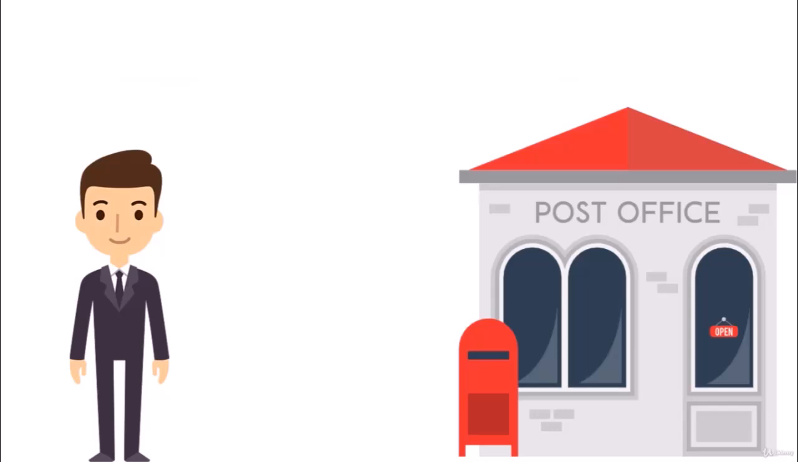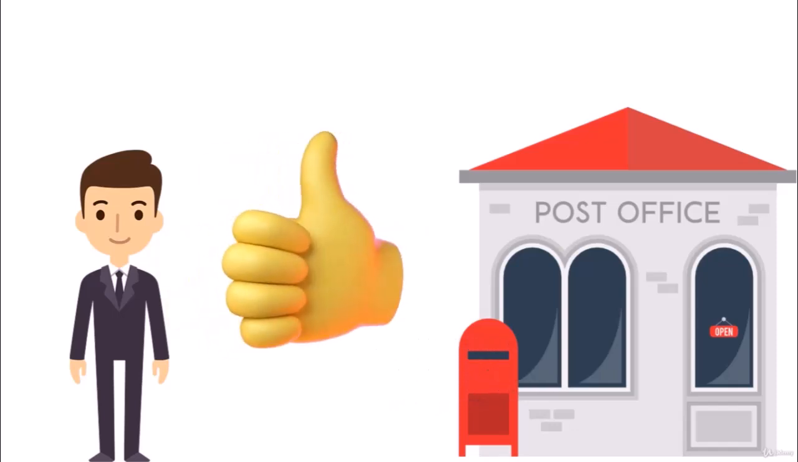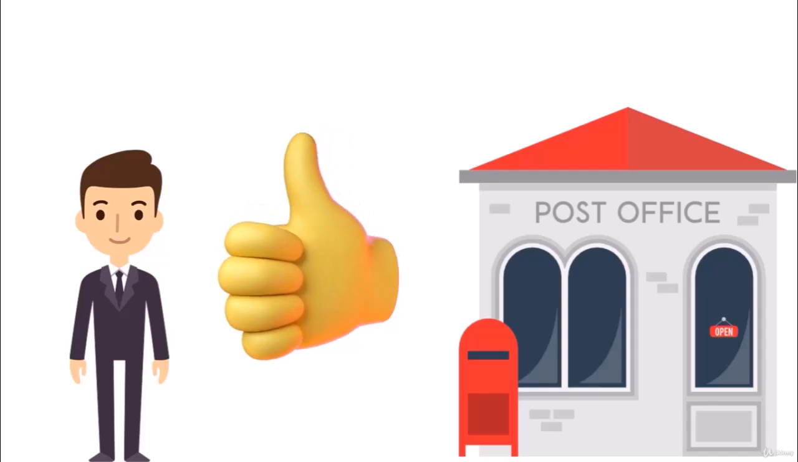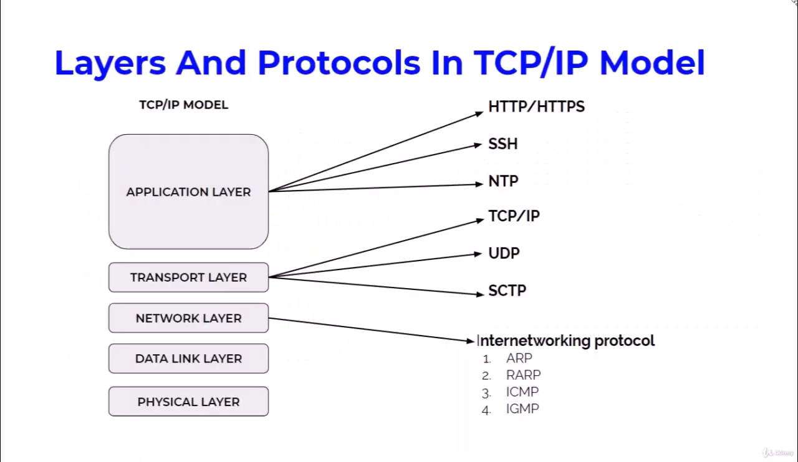Bob goes to the nearby post box and puts the 7 kg envelope into the post box. Here, Bob's job is finished. Bob does not have to concern himself about how the postman carries out his job. This part, where Bob puts the 7 kg envelope into the post box, is nothing but our application layer. Moving on to the next layer.